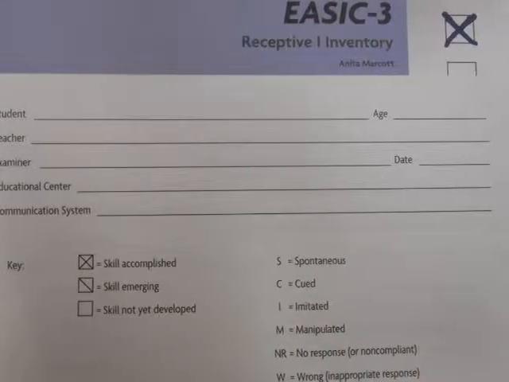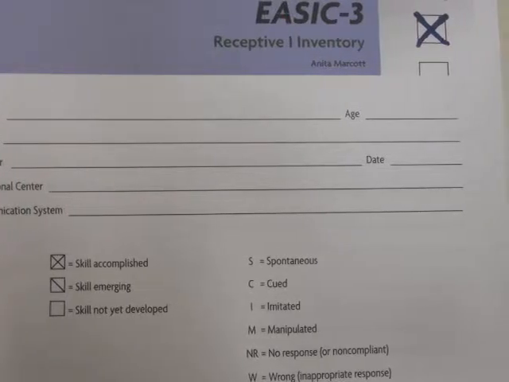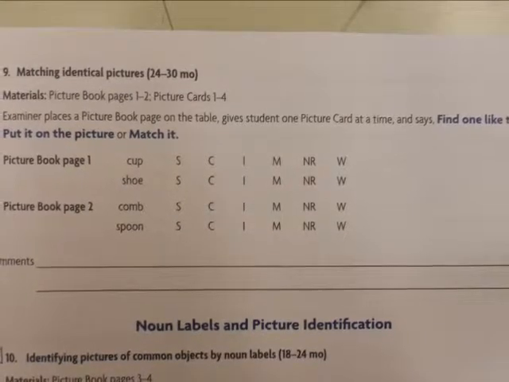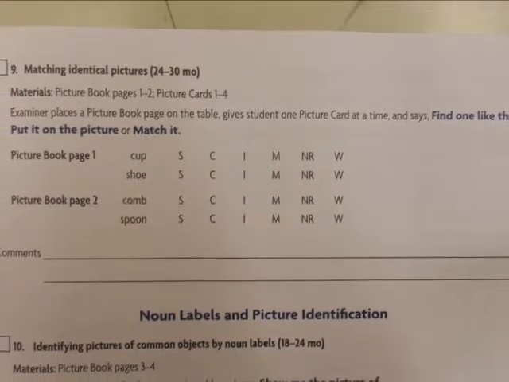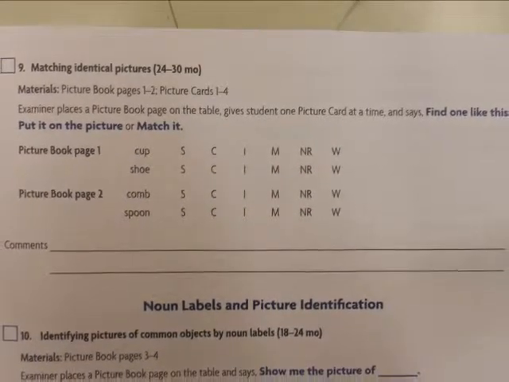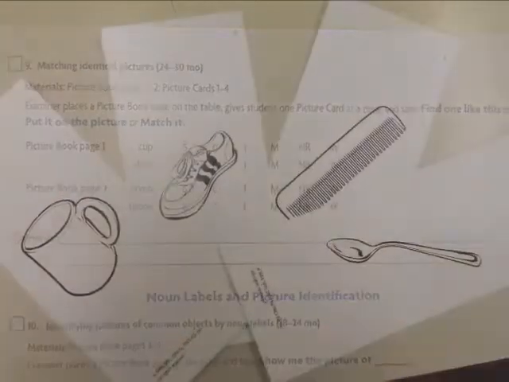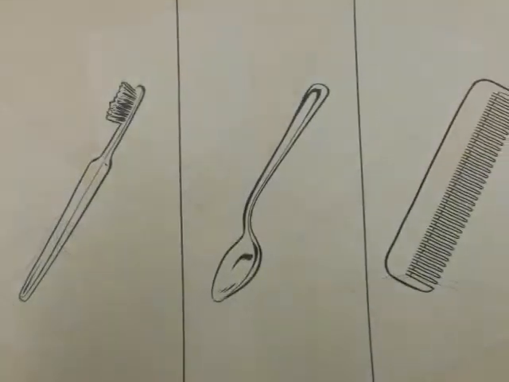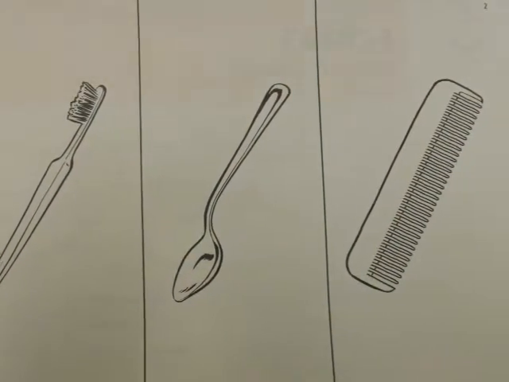Receptive 1 inventory. The Receptive 1 inventory assesses initial emerging comprehension skills. It is appropriate for students who comprehend simple noun labels, basic verbs, simple location and prepositional commands, primary adjectives and attributes, and basic questions. Most of these inventory items assess skills that normally develop between 12 and 48 months of age.